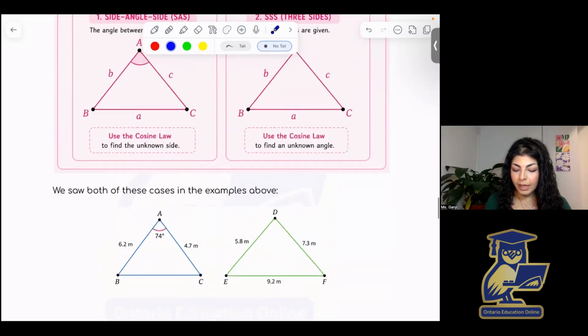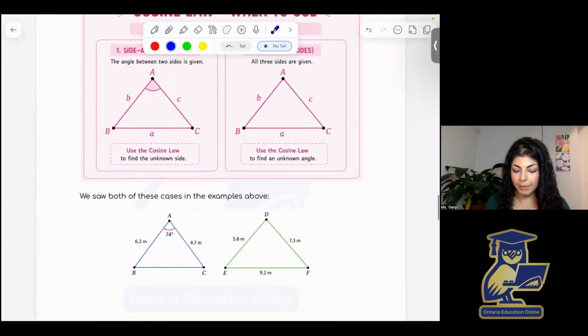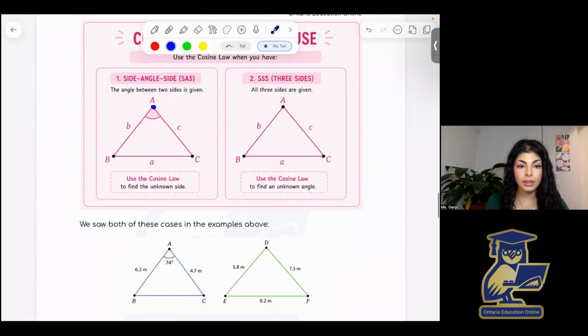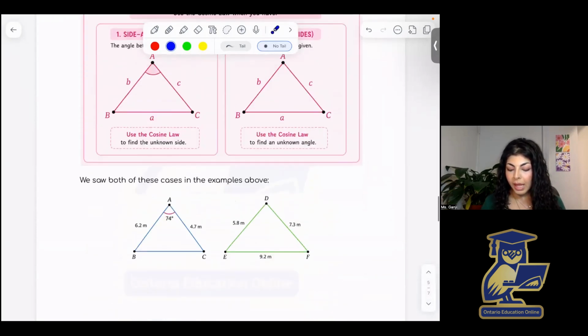So again, we just saw these two examples. This is the case of SAS, where you have the side length, the angle in between, and another side length, and SSS, where you have the three side lengths. And we just saw how to solve for either of these two triangles. And that was it for our cosine law. It is a bit of a shorter lesson, but I want you to get lots of practice using cosine law, so complete the practice step below.